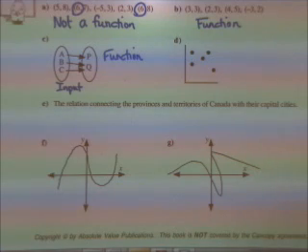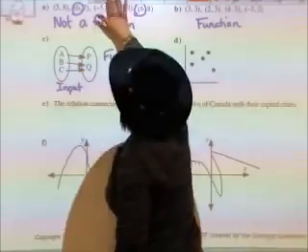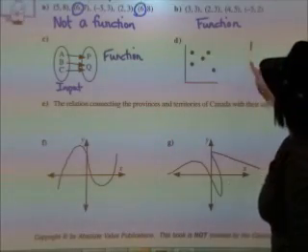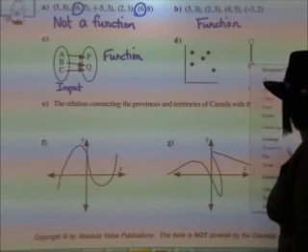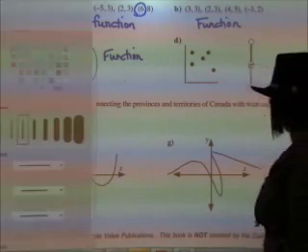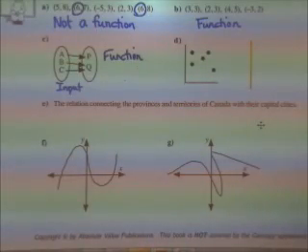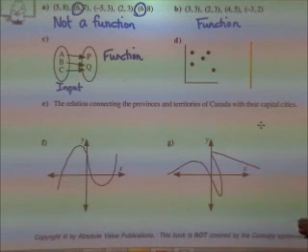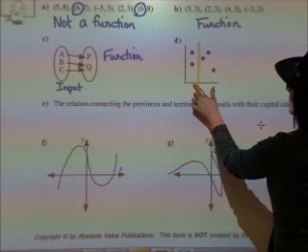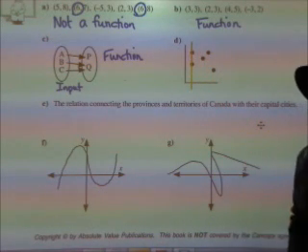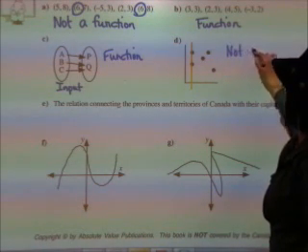In D, I have a graph. So if I have a graph, I'm going to draw a straight line, and I'm going to use my straight line for my vertical line test. I'm going to see, does it intersect 2 points at the same time? Yes. So this is not a function.